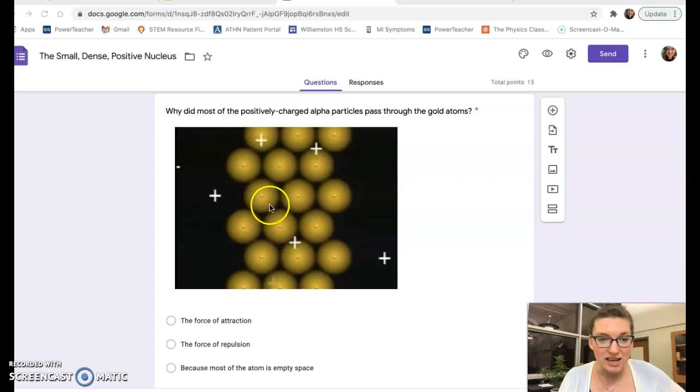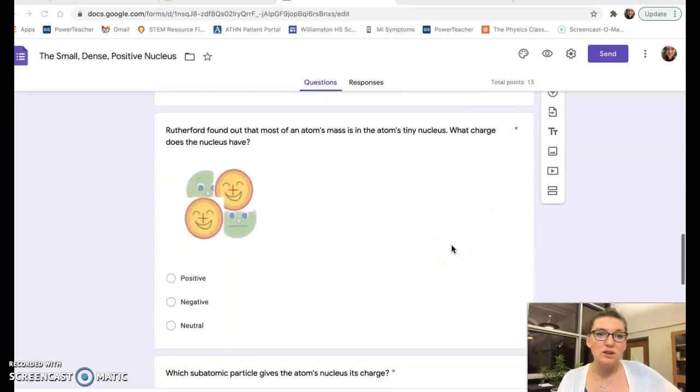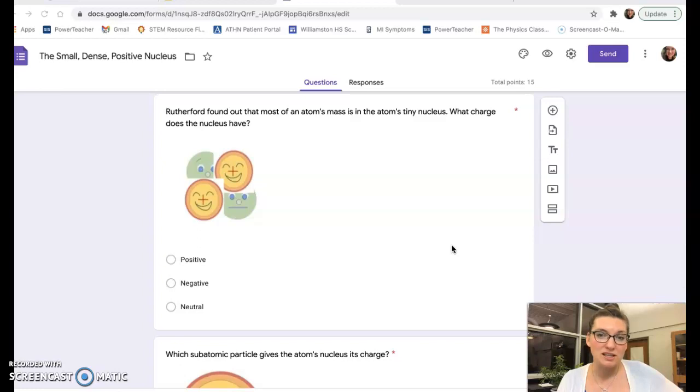There's electrons in here, but the alpha particles are a lot bigger than the electrons, so they're going to go straight through most of the time unless they're hitting a positively charged nucleus. So Rutherford found out that most of an atom's mass is in the atom's tiny nucleus. What charge does the nucleus have? It's positive. It's got protons and neutrons in there. Neutrons, which you'll hear about soon, have no charge. Protons have more positive. So the net charge of the nucleus, protons and neutrons, is positive.